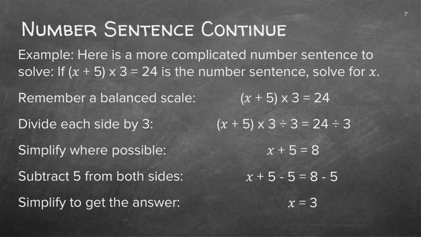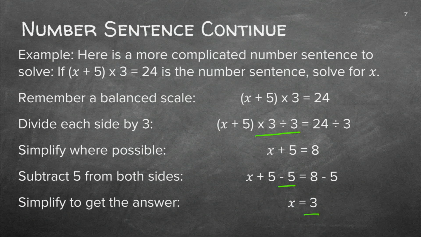Now we want x on its own. So first of all we're going to get rid of the 3. We're going to divide by 3 on this side, times 3 divided by 3 to get rid of the 3, and what we do on this side, we do on the other side, right? So we end up with x plus 5 equals 8. We want x on its own, so x plus 5 minus 5 is x, and 8 minus 5 gives the answer x equals 3.